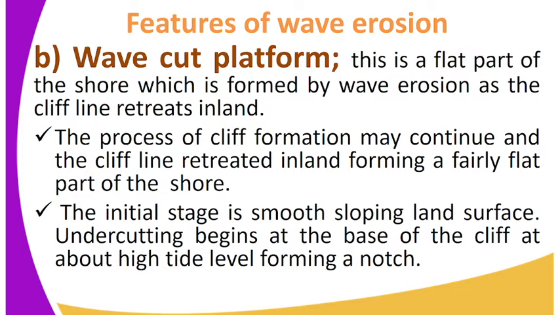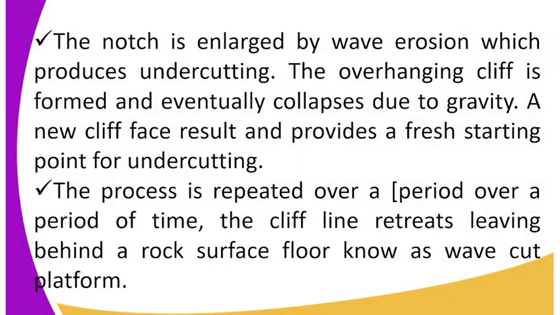Undercutting begins at the base of the cliff at about high tide level, forming a notch. The notch is enlarged by wave erosion which produces undercutting. The overhanging cliff is formed and eventually collapses due to gravity. A new cliff face results and provides a fresh starting point for undercutting.